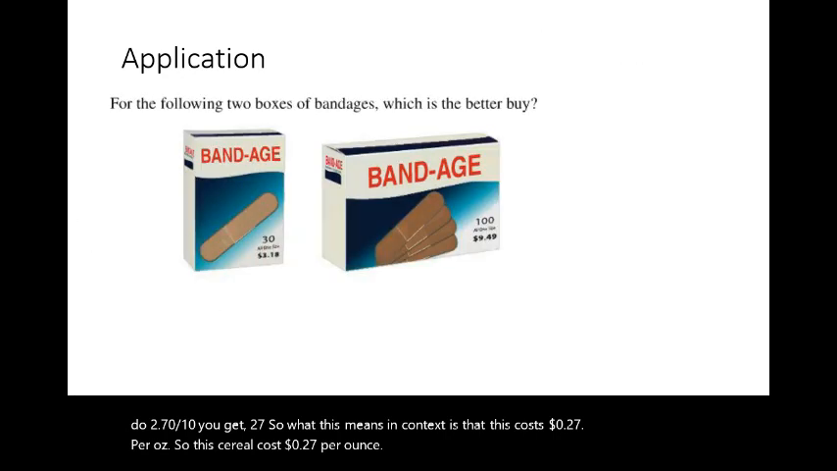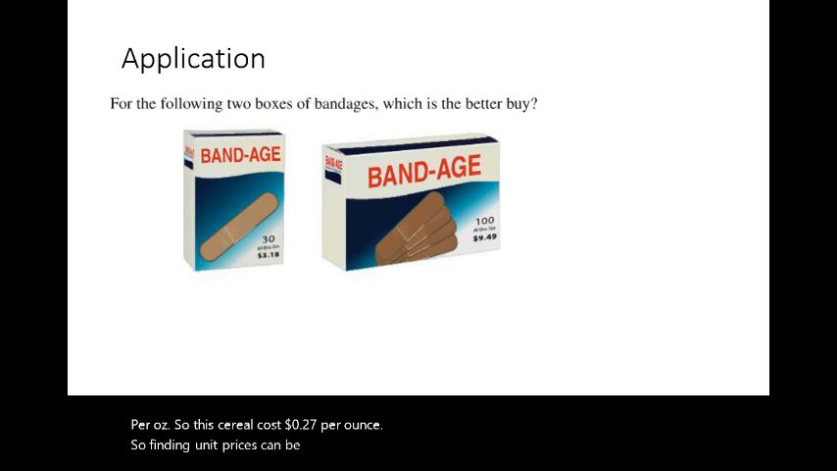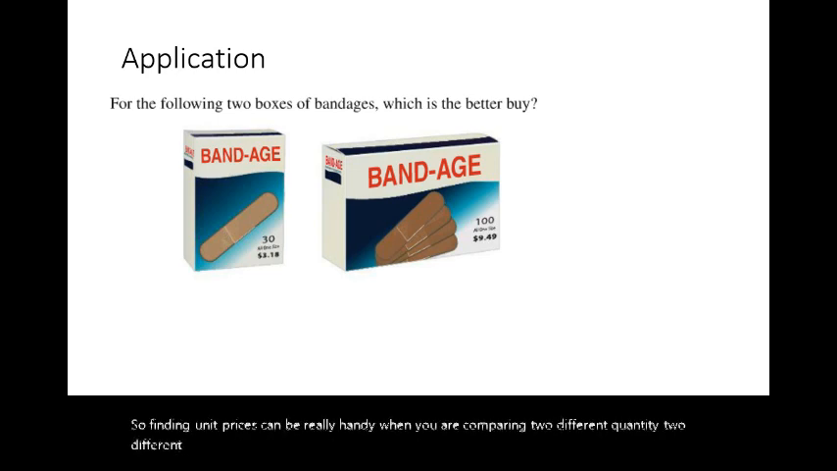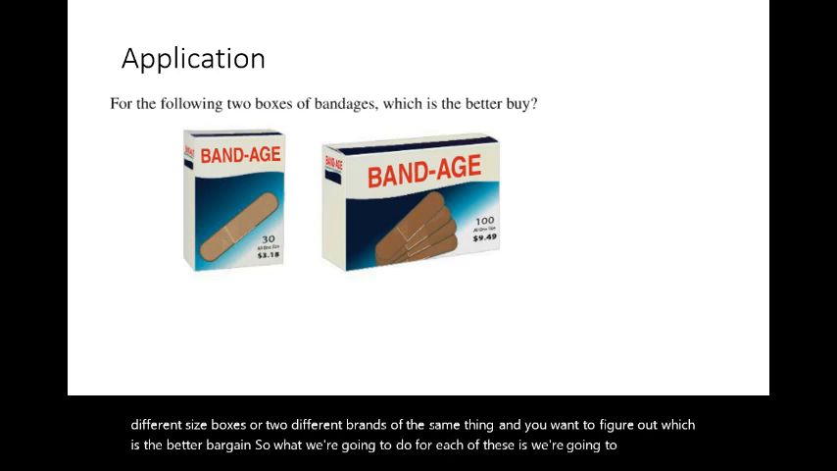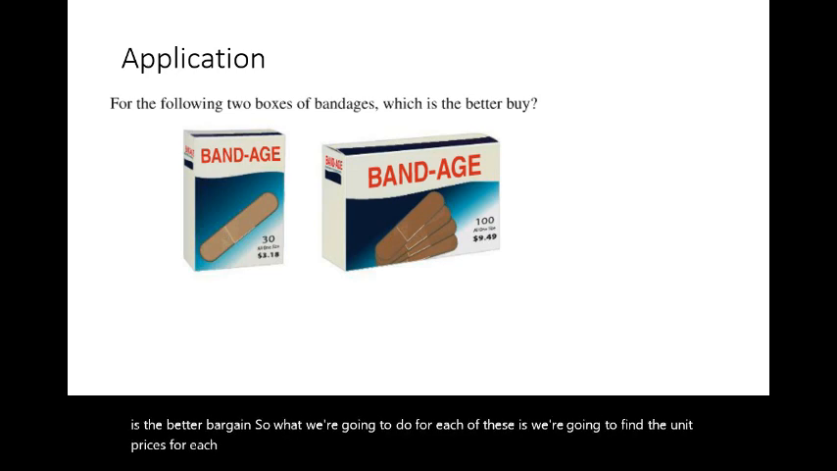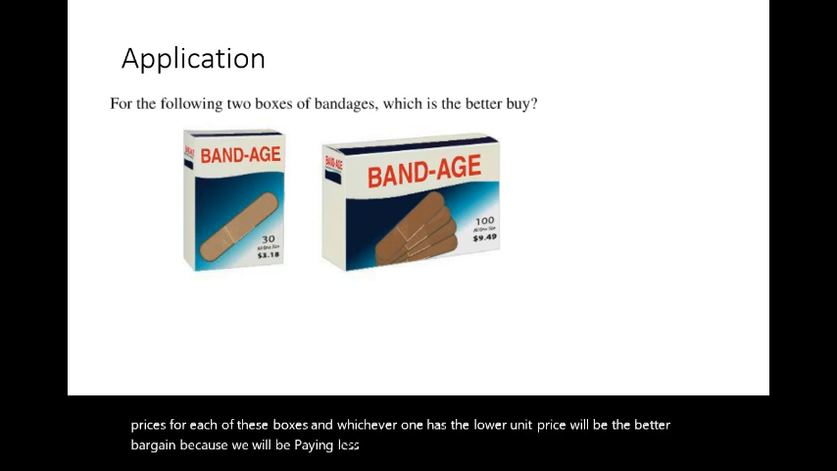So finding unit prices can be really handy when you are comparing two different size boxes or two different brands of the same thing, and you want to figure out which is the better bargain. So what we're going to do for each of these is find the unit prices for each of these boxes, and whichever one has the lower unit price will be the better bargain, because we will be paying less per individual unit. So we're going to start with the small box.